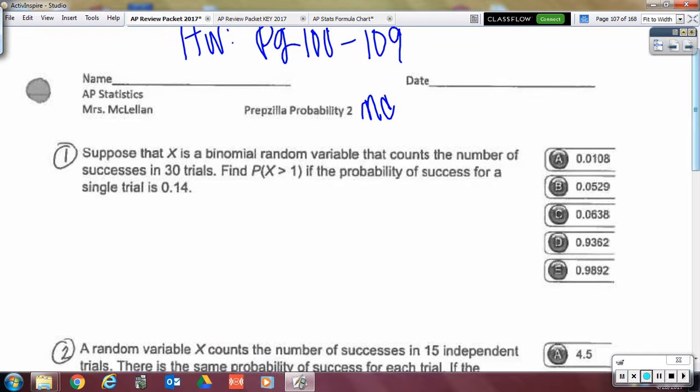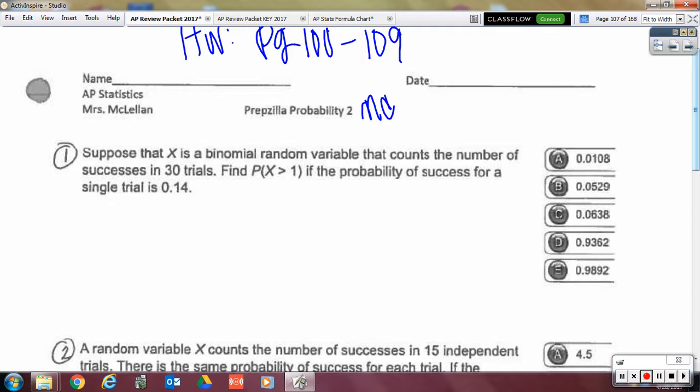Here we go. Suppose that x is a binomial random variable that counts the number of successes in 30 trials. Find the probability that x is greater than 1 if the probability of success for a single trial is 0.14.